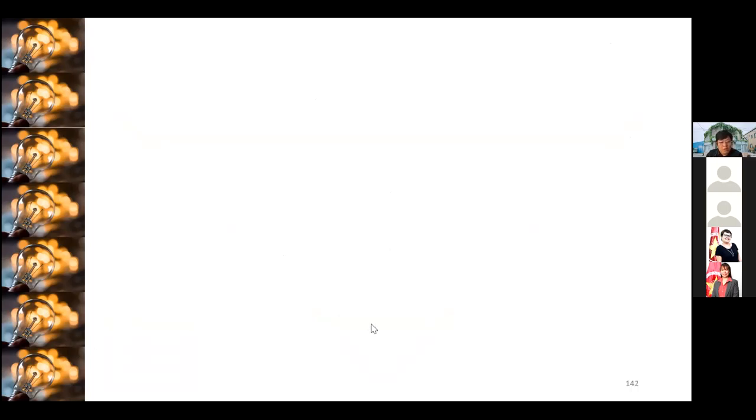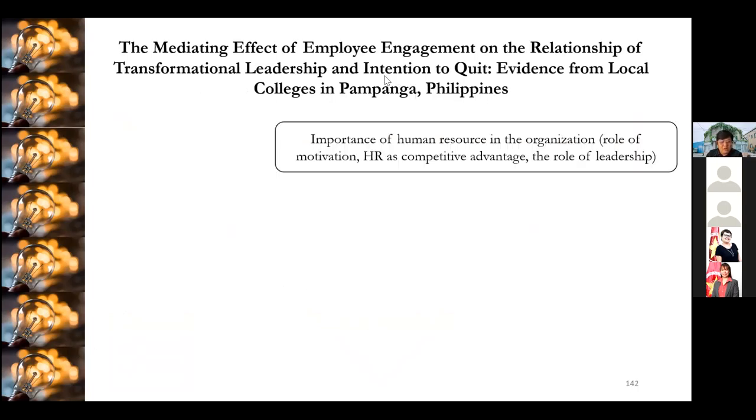Okay, so what do I mean with this one? So assuming, let's say, this is your topic. Okay, this is the title of your paper. Ano yung usual na introduction mo? As I mentioned, give first your reader general concepts. So kung ang topic mo has something to do with employee engagement, transformational leadership, and intention to quit, then your initial paragraph should be maybe general concepts on, maybe, for example, importance of human resource in the organization, the role of motivation, HR as a competitive advantage, the role of leadership. So give first your readers general concepts, okay, general ideas muna.